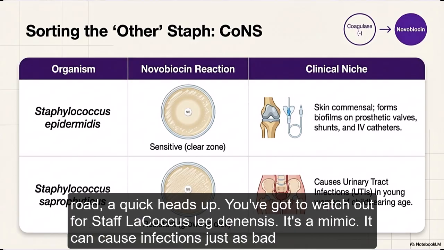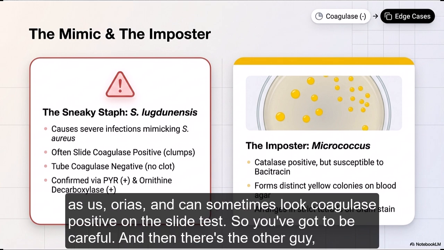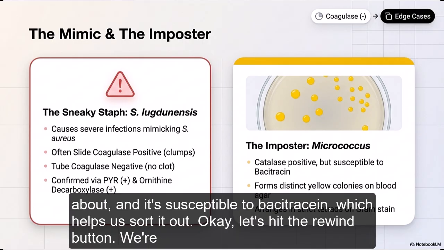Now, before we leave this road, a quick heads up. You gotta watch out for Staphylococcus lugdunensis. It's a mimic. It can cause infections just as bad as S. aureus and can sometimes look coagulase positive on the slide test, so you gotta be careful. And then there's the other guy, Micrococcus. It's catalase positive, sure, but it usually has these bright yellow colonies, forms those perfect tetrads we talked about, and it's susceptible to bacitracin, which helps us sort it out.